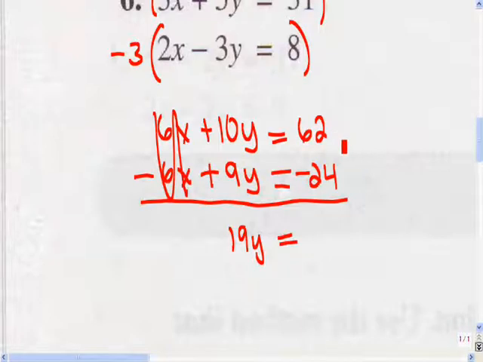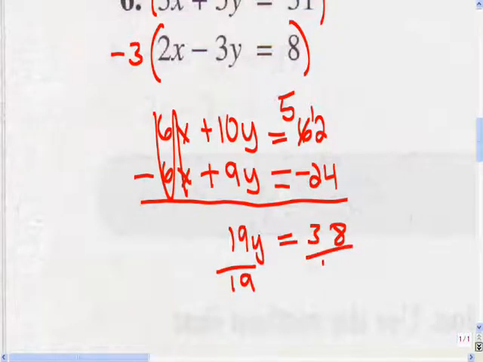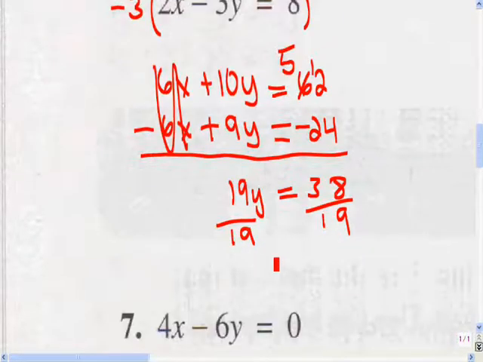And 62 minus 24, I'm going to borrow. 12 minus 4 is 8. 5 minus 2 is 3, so 38. Divided by 19, divided by 19. This is going to be y equals 2.